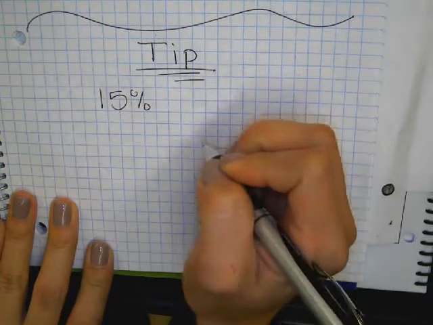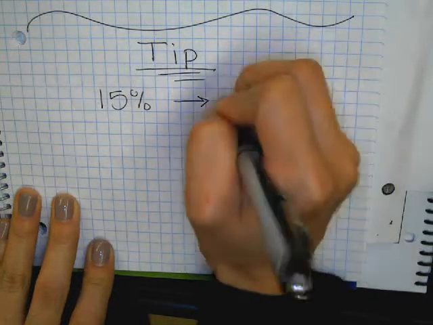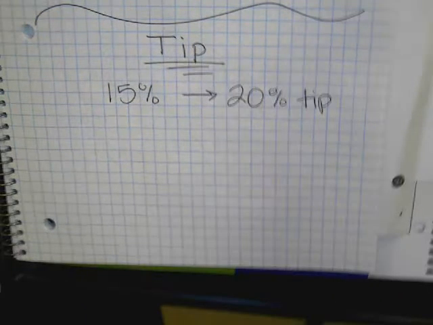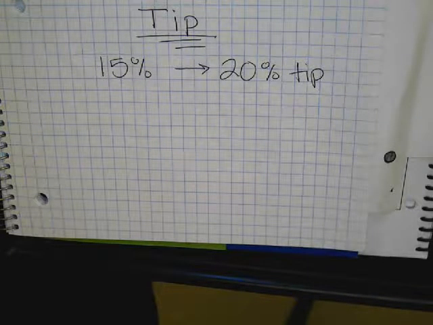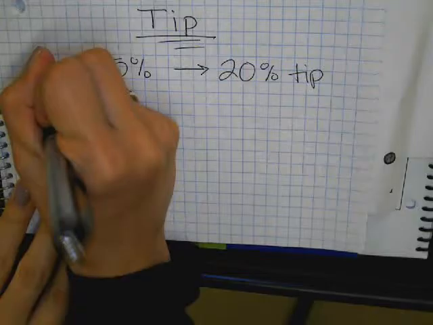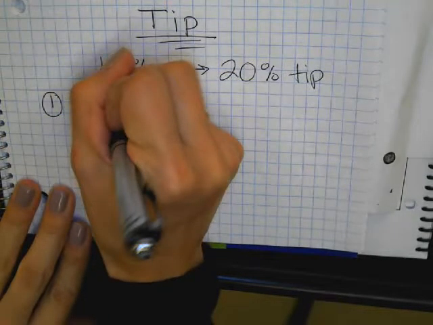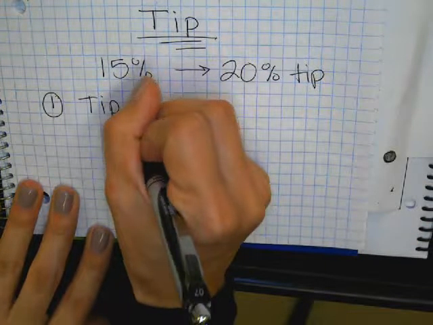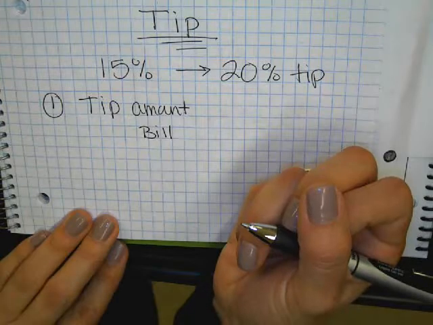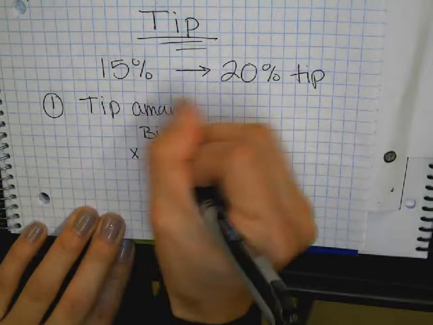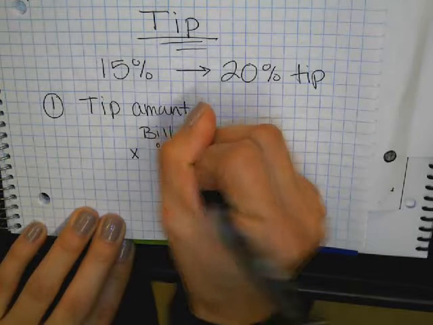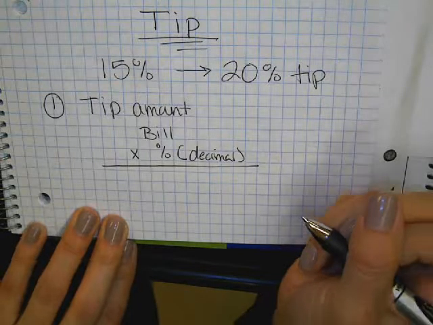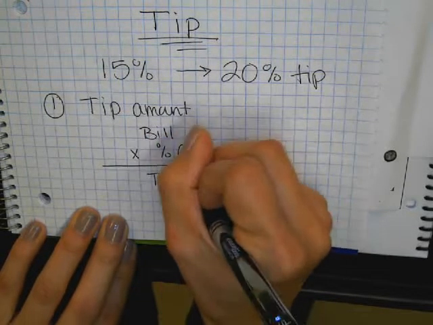It is customary that we leave a 15 to a 20% tip. Usually in a restaurant, 15 to 20% tip. Okay? So, first step, you get your tip amount. How do I find my tip amount? You take your bill or your meal, for example, and you multiply it by your percent written as a decimal. And that gives you your tip amount.